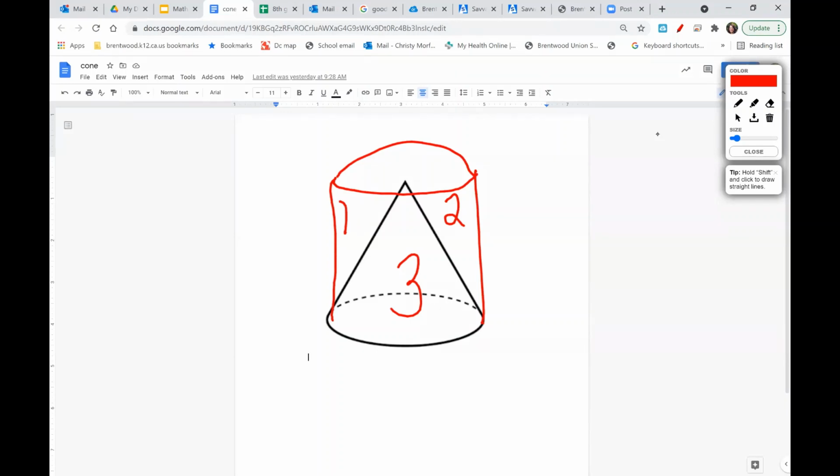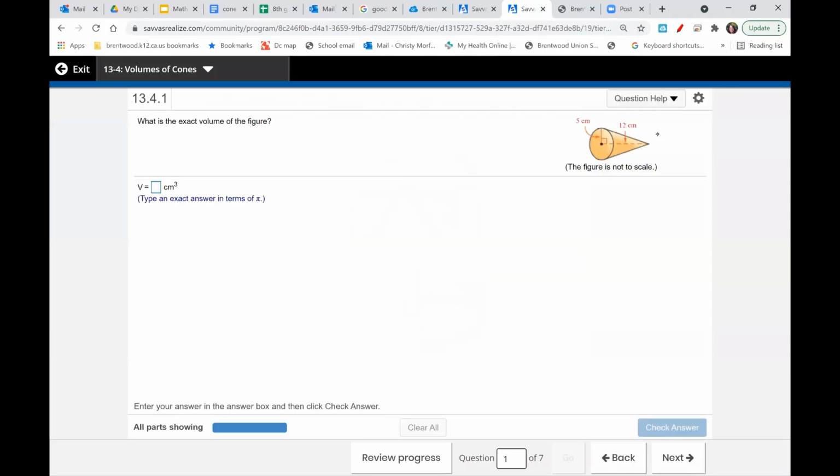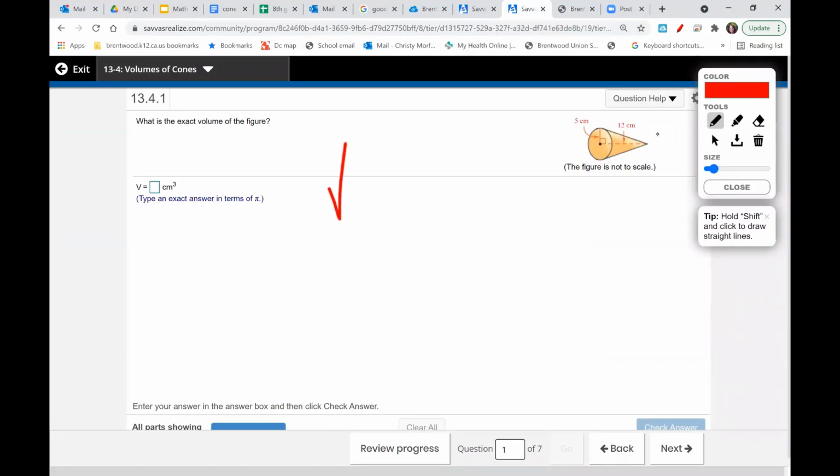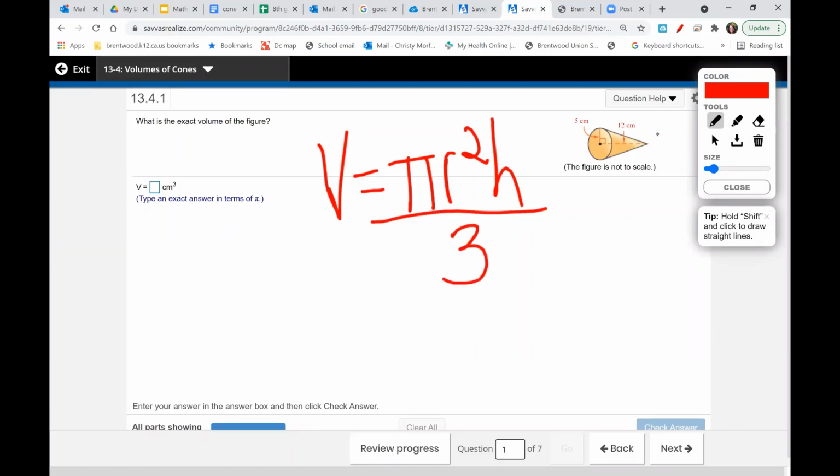And that is why today I'm not doing too many examples, because it's exactly like what you've done the last 2 sessions that we've had together. The only difference is that instead of the formula being V equals pi r squared h, it is V equals pi r squared h divided by 3, because a cone is only one part of the 3 cones that make a cylinder. That's the only thing that's new today.